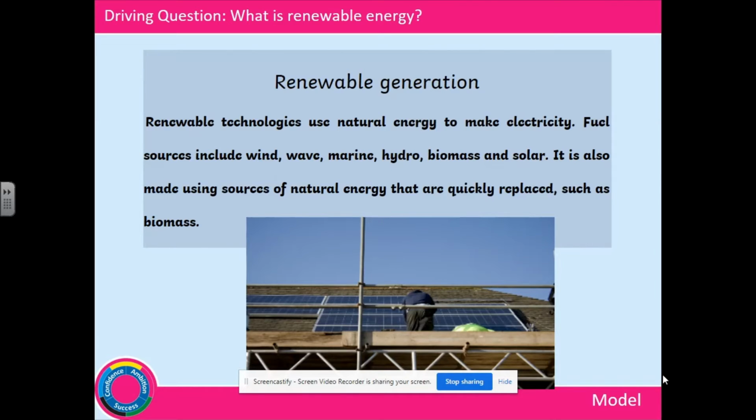All right, back to the lesson. Now, again, our driving question: what is renewable energy? Now, renewable technologies use natural energy to make electricity. Fuel sources include wind, wave, marine, hydro, biomass, and solar. It is also made using sources of natural energy that are quickly replaced, such as biomass.